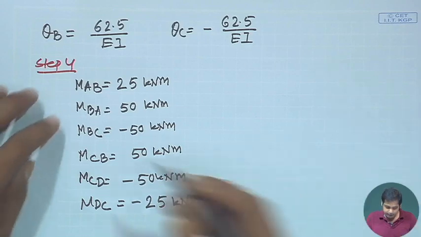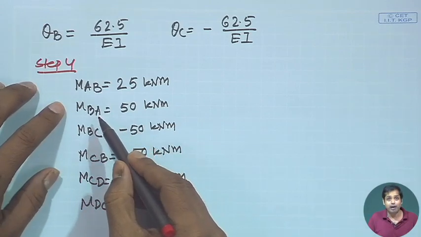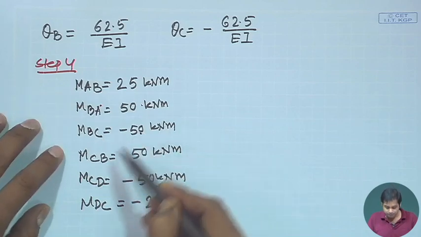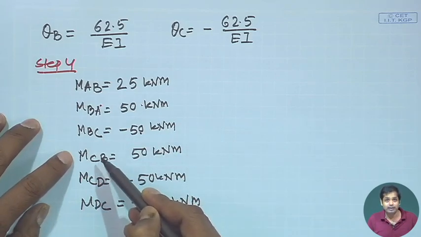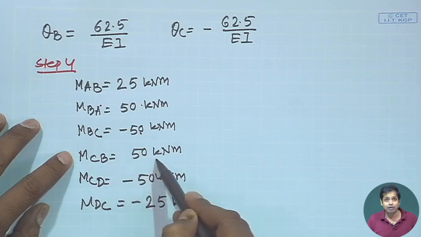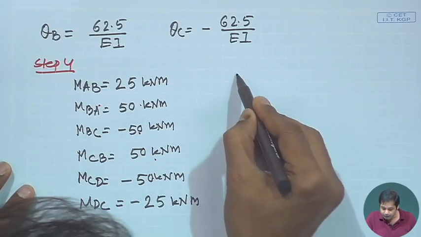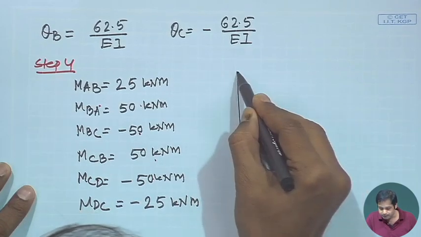Now, you see, what is the equilibrium condition at joint B? MBA plus MBC is equal to 0, 50 minus 50. What is the equilibrium condition at joint C? MCB plus MCD is equal to 0, 50 minus 50. Okay. Now, let us draw the bending moment diagram. The bending moment diagram is this.